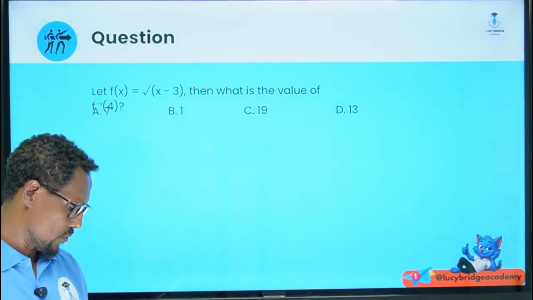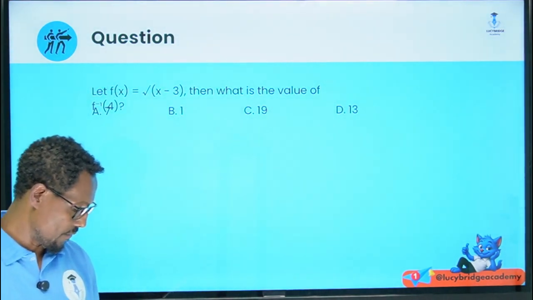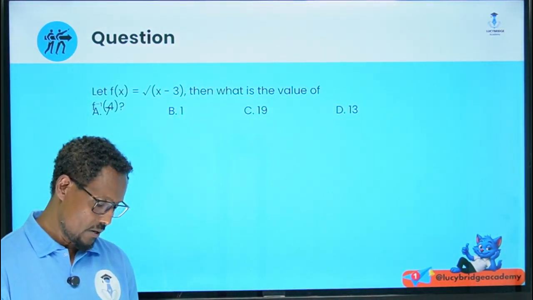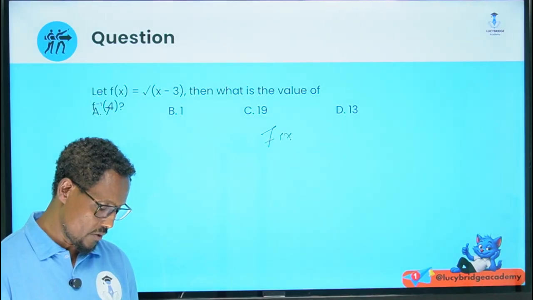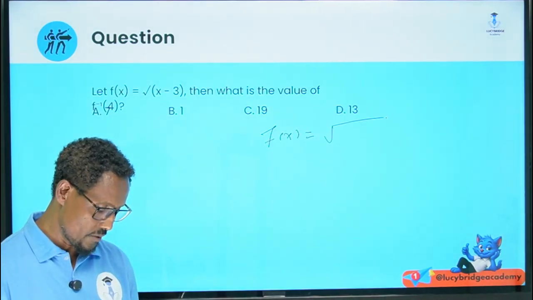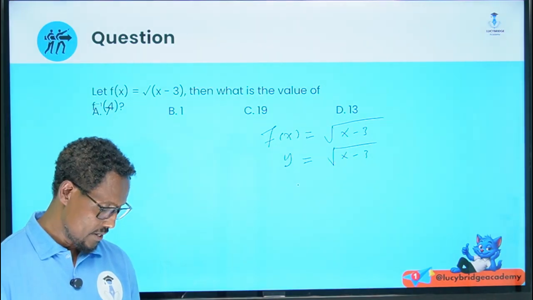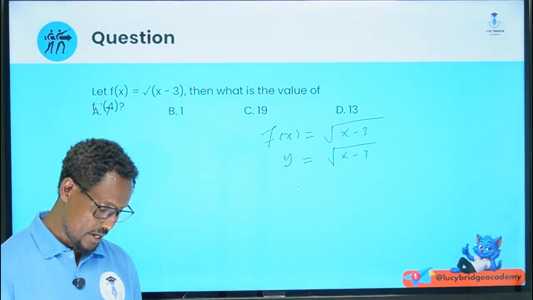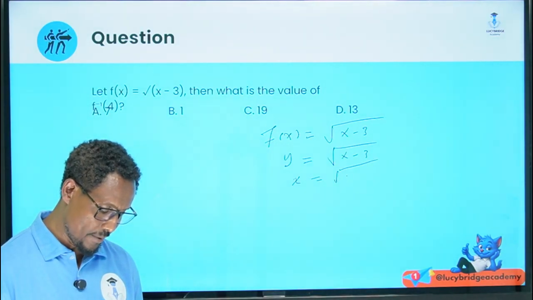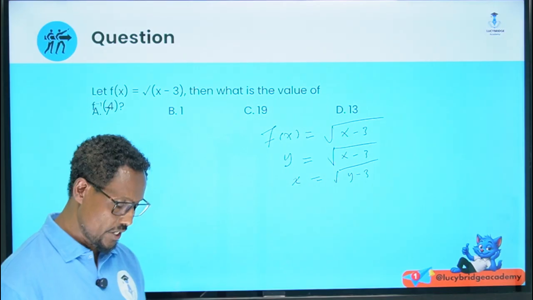Again, we have a square root function. Then what is the value of f inverse at 4? Now f of x is equal to the square root of x minus 3. Y is equal to the square root of x minus 3. Okay, now interchange x and y. X is equal to the square root of y minus 3.